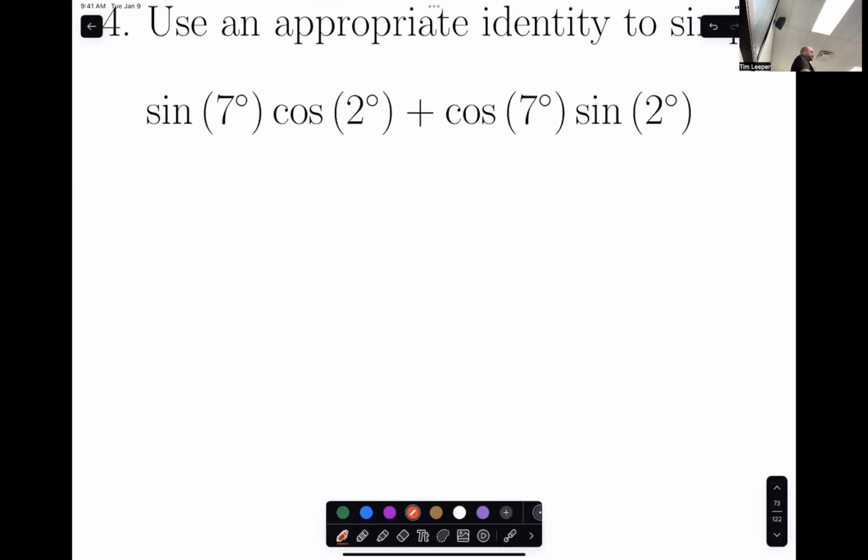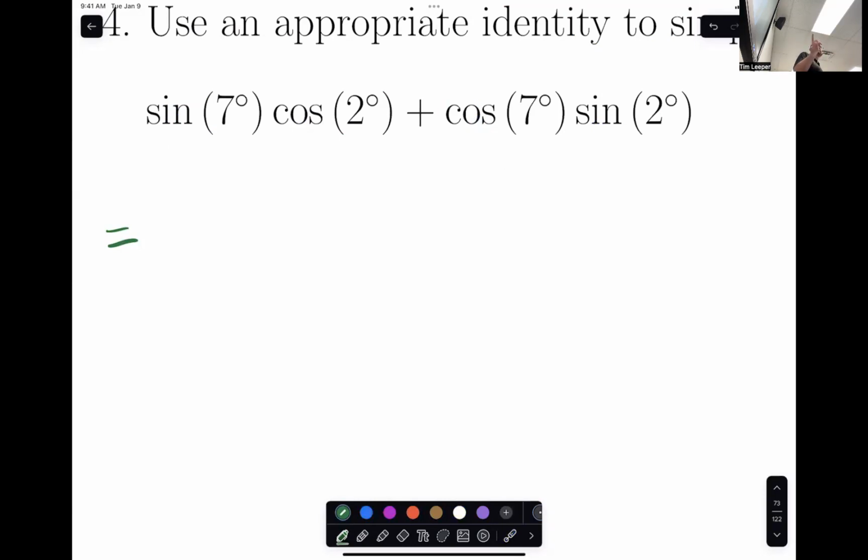Okay, so use an appropriate identity to simplify these. Notice we have sine 7 degrees, cosine 2 degrees, plus cosine 7 degrees, sine 2 degrees. Well, notice that sine times cosine, that's odd. Cosine times sine, that's odd. So the only possible ones we could use would be an odd identity or an odd trigonometric function. Now, because it's sine and cosine together, we're going to probably want to use sine.